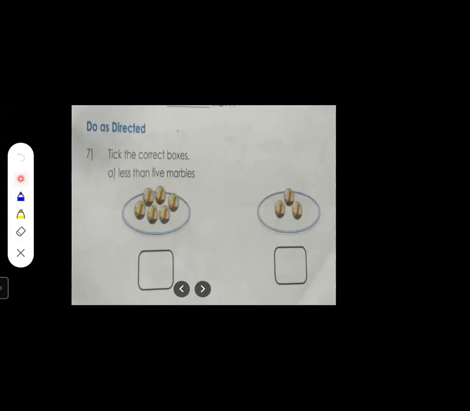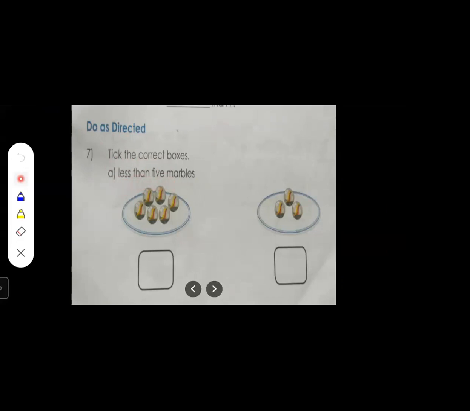Okay. Now students, let's move further to the next sum. What is given? Do as directed. See, seventh question: tick the correct boxes. We have to tick for the correct answer. So let's read out the first question.